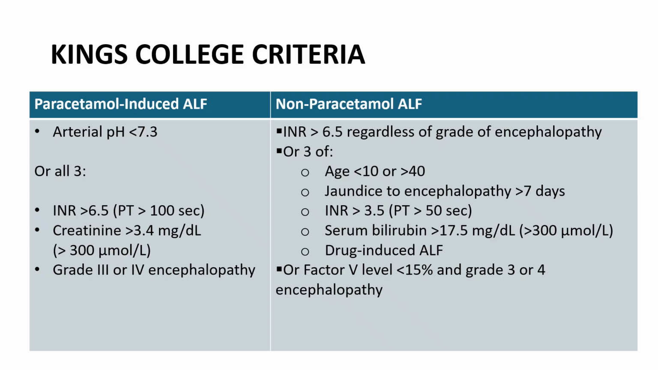For non-paracetamol acute liver failure, INR greater than 6.5 is a standalone indication, or any 3 of: age less than 10 or greater than 40, jaundice to encephalopathy interval greater than 7 days, INR greater than 3.5, serum bilirubin greater than 17.5 milligrams per deciliter, and drug-induced acute liver failure. Or factor 5 level less than 15% and grade 3 or 4 encephalopathy. That's another standalone criterion.